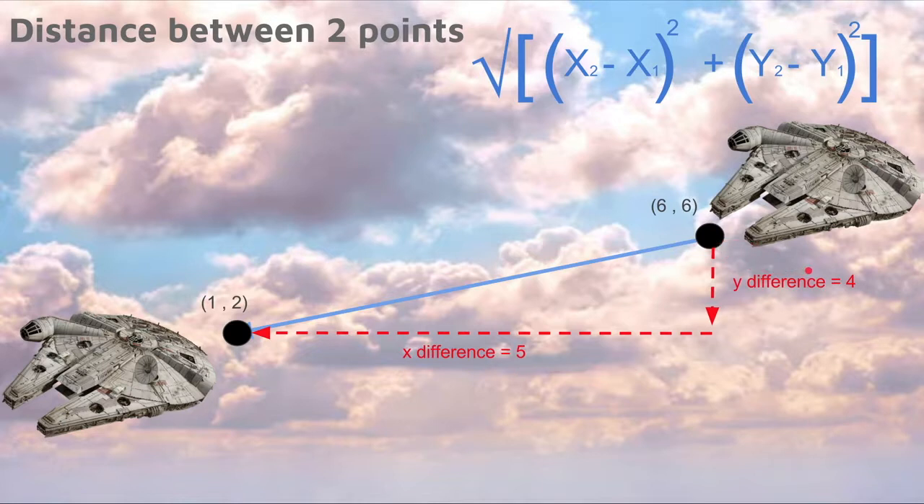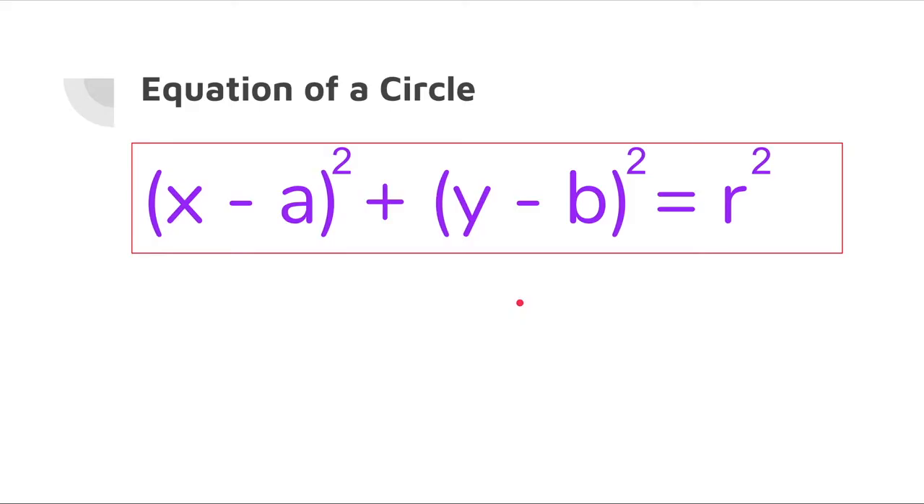The y difference is 4, so you find the length of the hypotenuse using Pythagoras. The answer is root 41, or 6.40 to 3 significant figures. If you see the words exact value anywhere on your exam paper, keep it as a surd, not as a decimal. Okay, now onto circles.